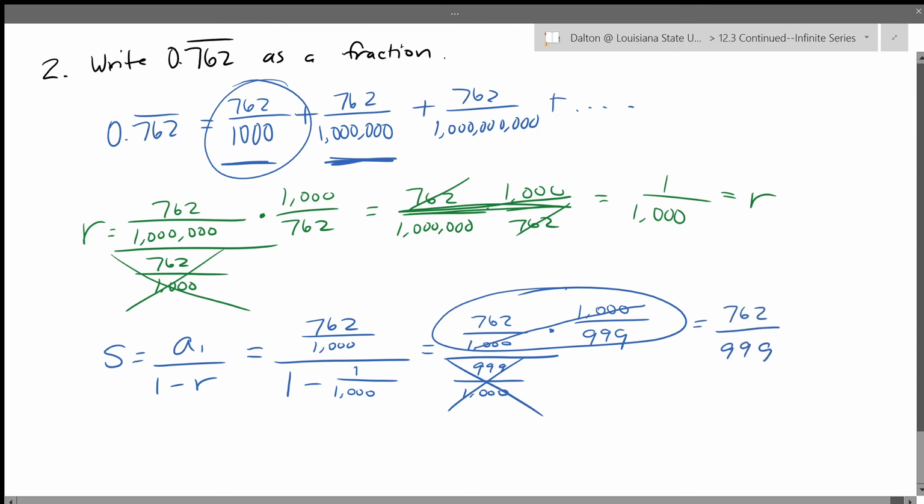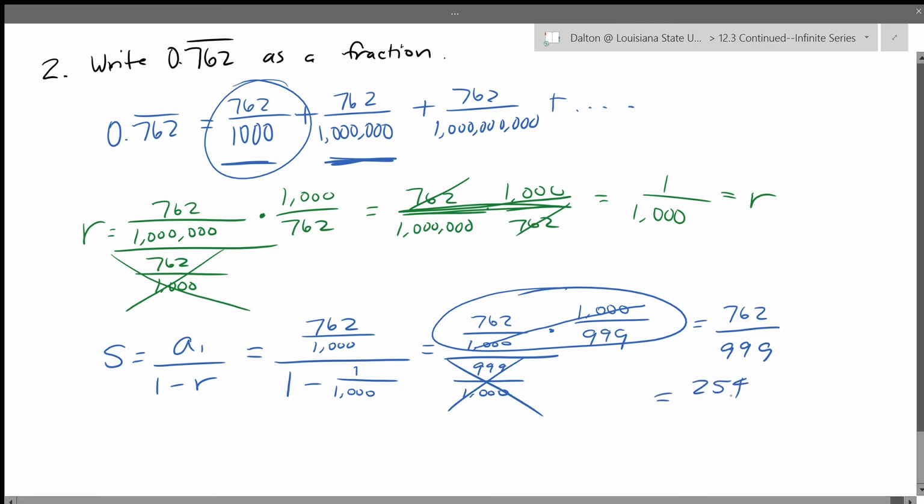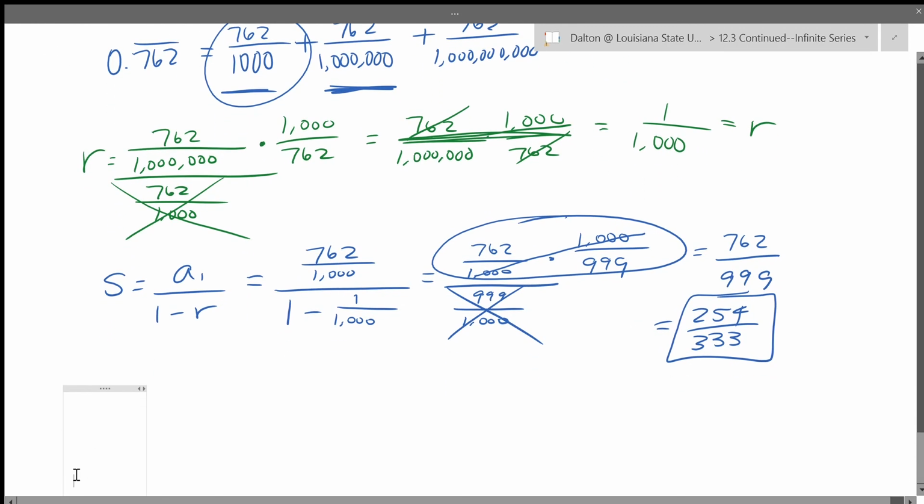which is that little trick I was talking about earlier, where someone taught us in elementary school that if something repeats with a bar like this, you just pretend that those are over 9s instead of 0s or 10s, right? And then, of course, 762 divided by 999 will reduce to 254 over 333. And if you type 254 divided by 333 in your calculator, you're going to end up with the repeating decimal 0.762. Don't believe me? Try it out.